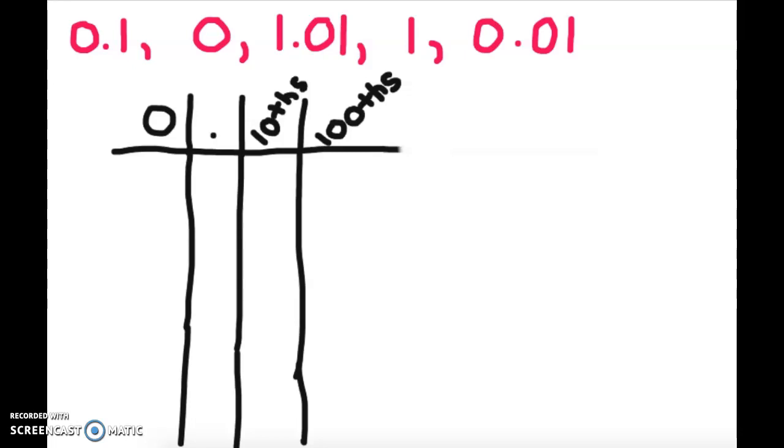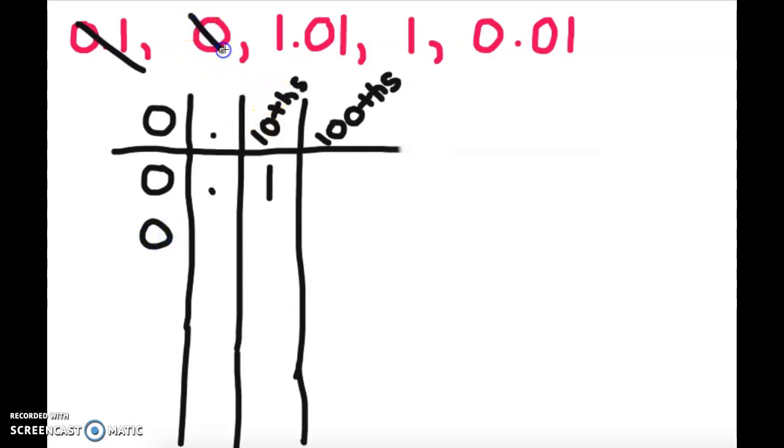I like to use a chart with the ones place, the tenths place, and the hundredths place. And don't forget that decimal point. So we're going to go ahead and put these numbers in the chart. Okay, so we'll start with 0.1. Okay, so 0.1. Okay, got that one.